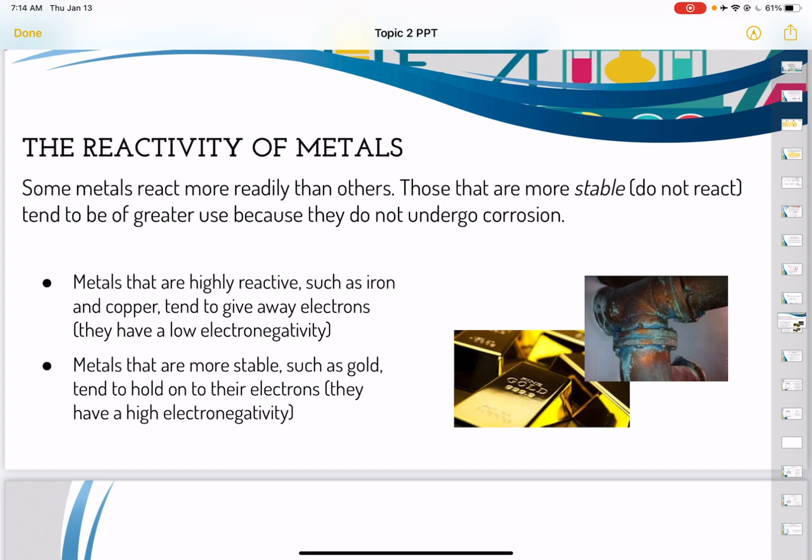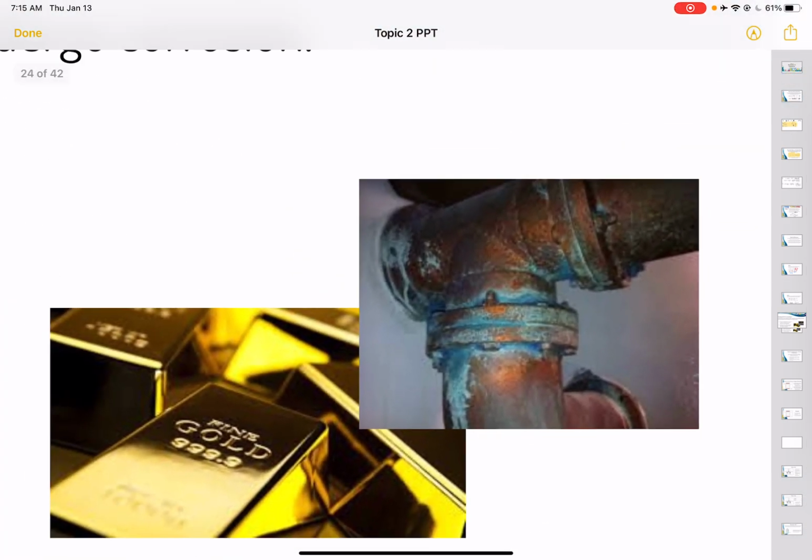Those that are more stable, that do not react, tend to be of greater use because they do not undergo corrosion. So certain metals are easier or better for us to use in buildings and stuff like that because they don't oxidize and therefore corrode, like you see in this picture right here.